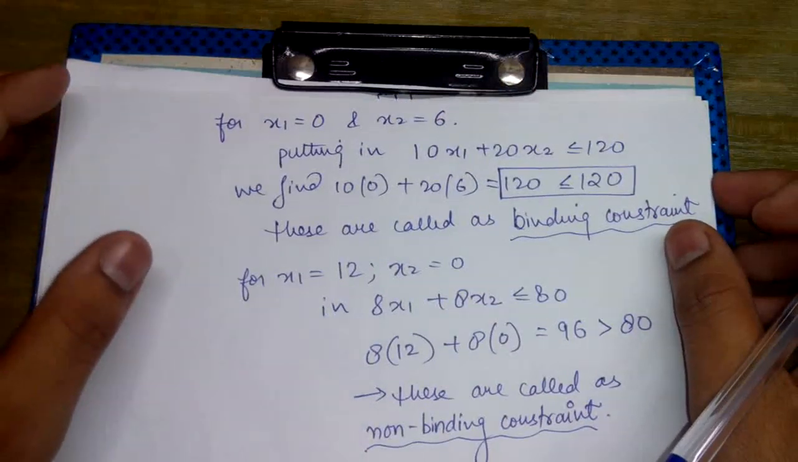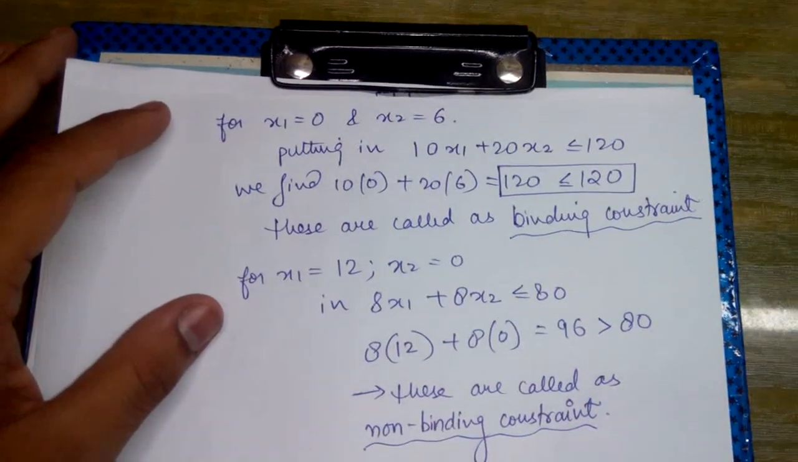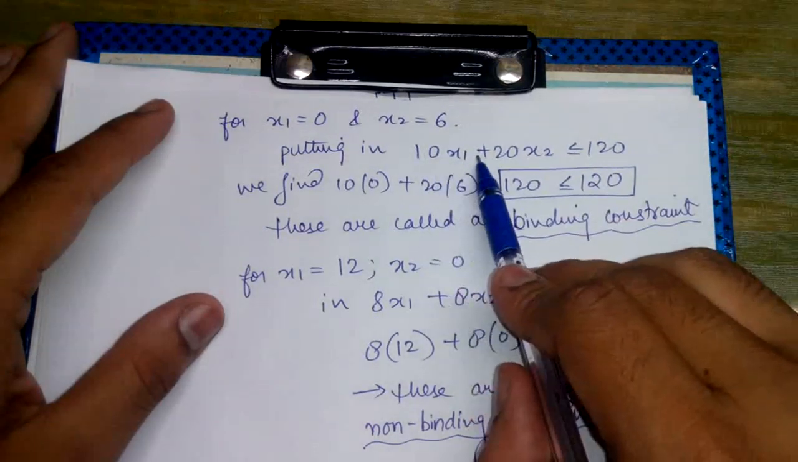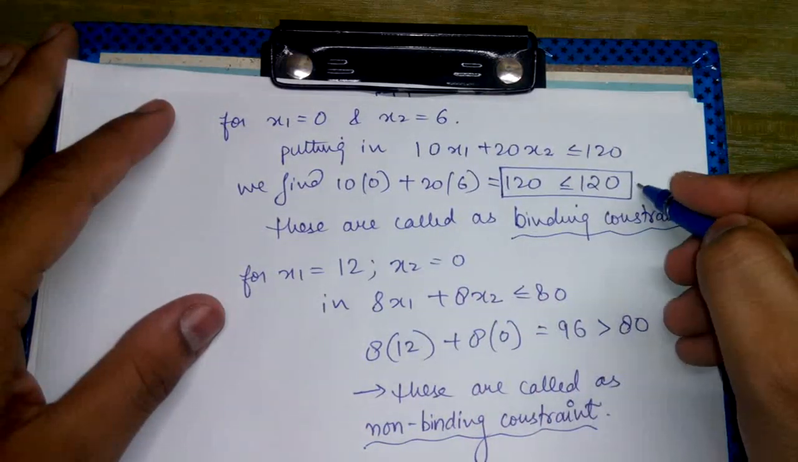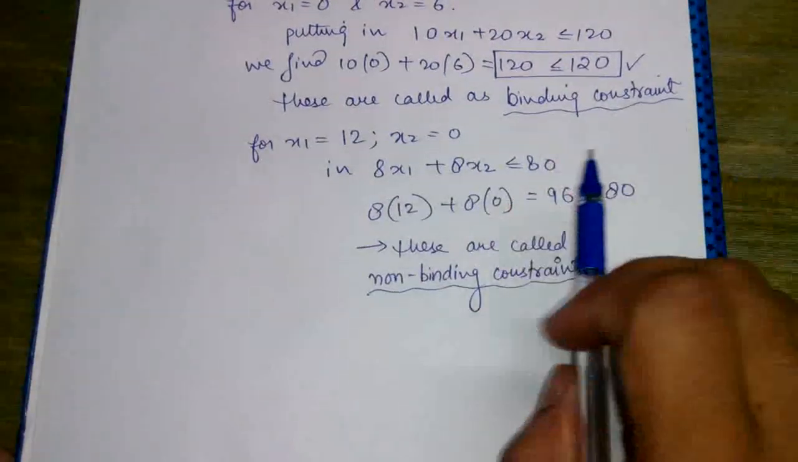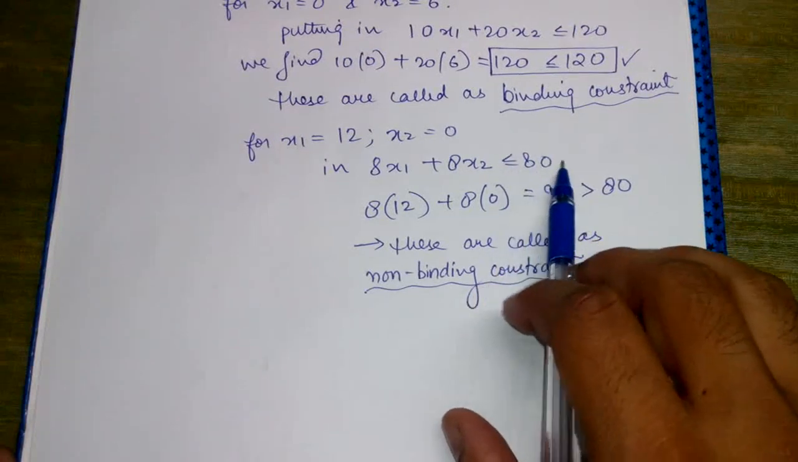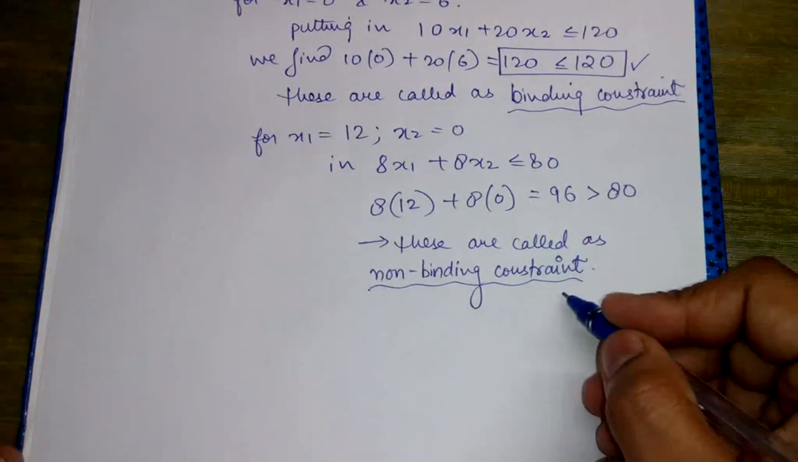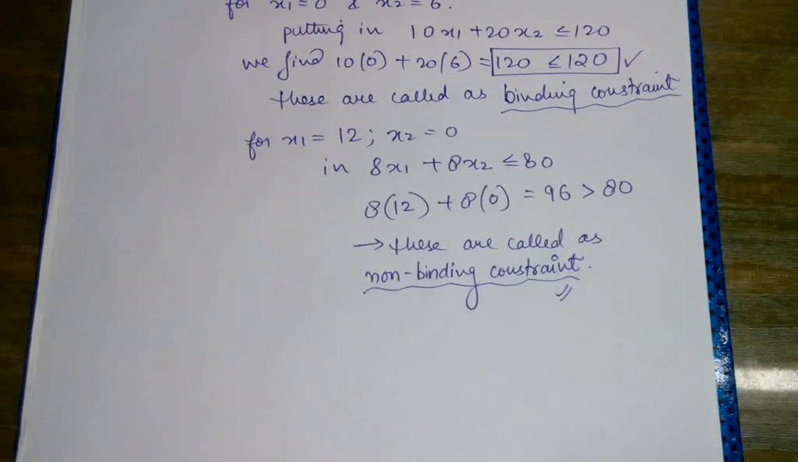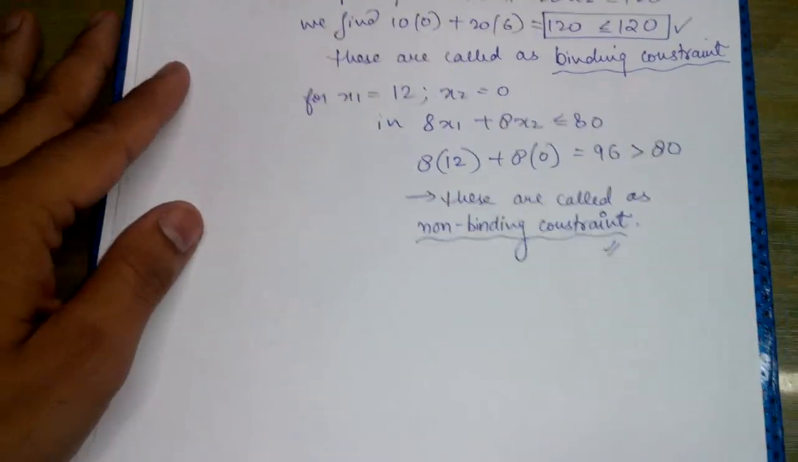So what we are doing is, if we put these values in the constraint, we obtain 120 is less than or equal to 120. So this becomes a binding constraint. Whereas the constraint which does not give the exact value becomes the non-binding constraint. So this is how we are going to find out the feasible region, and then we will decide the feasible solution for our given problem.